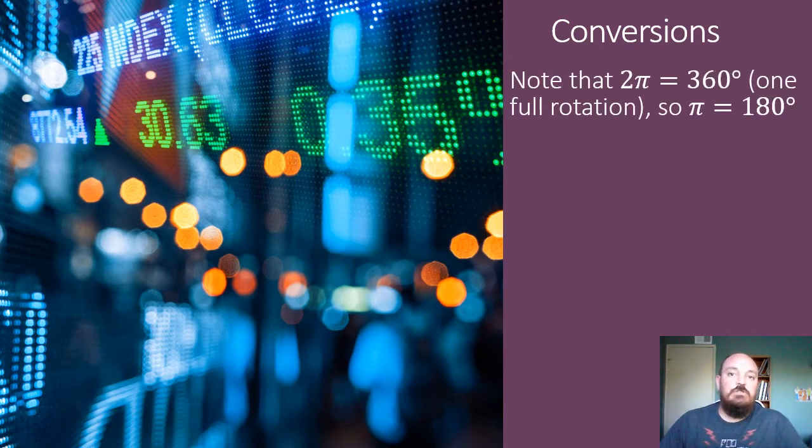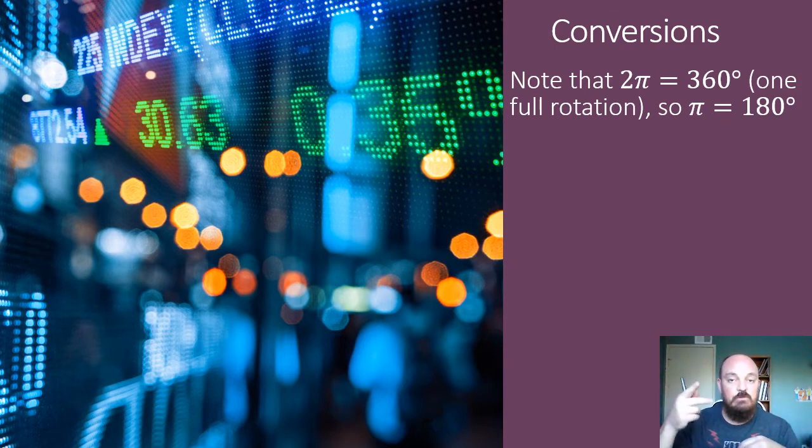Our key conversion factors, if you think about two things we know are equal: one full rotation in radians is 2 pi, and one full rotation in degrees is 360. So those two things are equal. 2 pi radians equals 360 degrees. Now we can simplify that a little. If you divide both of those by 2, you get pi equals 180. And that's going to be our conversion factor. That's the best way to convert, is to think pi radians is 180 degrees.